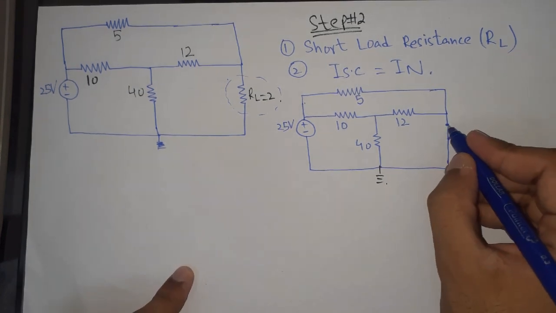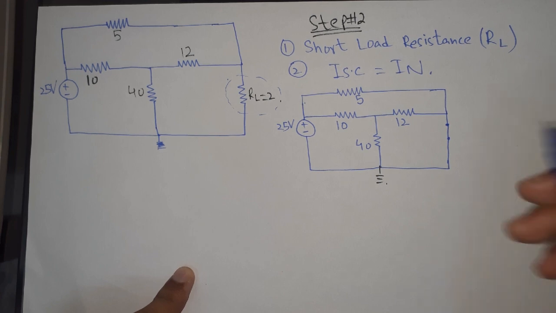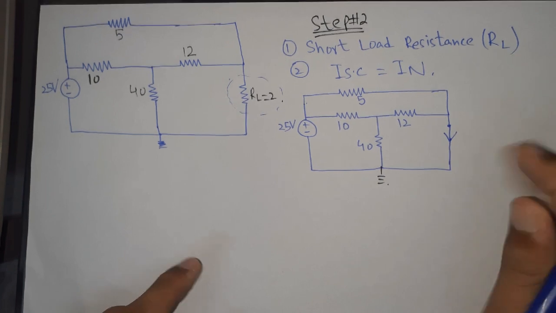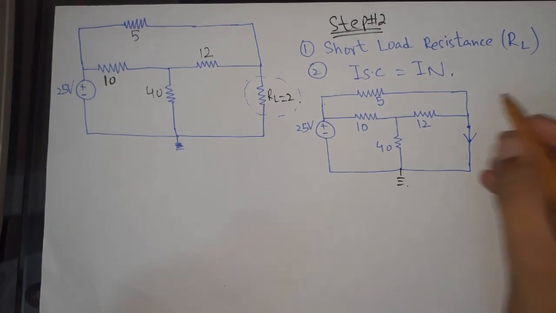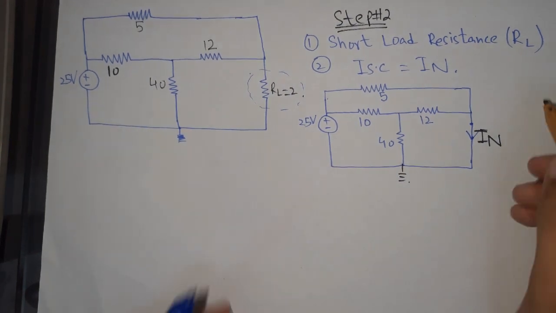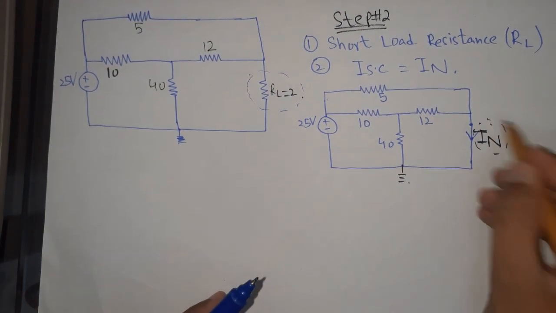Here across the load resistance there is a short circuit current flowing. I named it Norton's current, IN. Now our main aim is to find this Norton current.